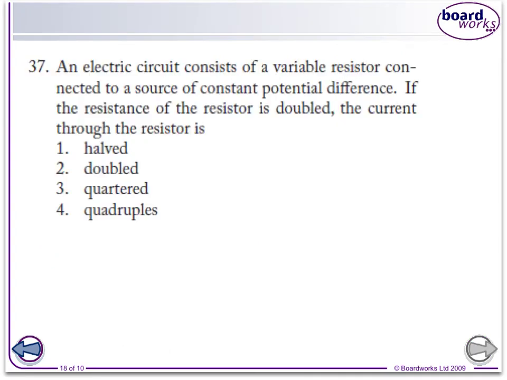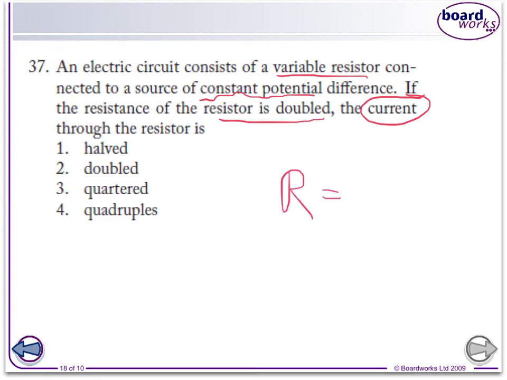So we're going to work on a problem using this formula. We have an electric circuit consisting of a variable resistor connected to a source of constant potential difference. If the resistance of the resistor is doubled, the current is what? Because we're trying to find current, and we know we're talking about resistors and voltage, this makes me think of Ohm's law right away.